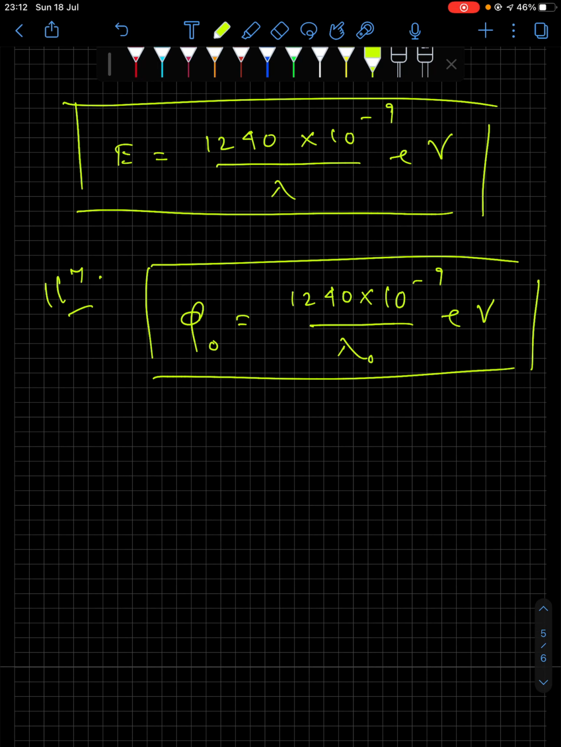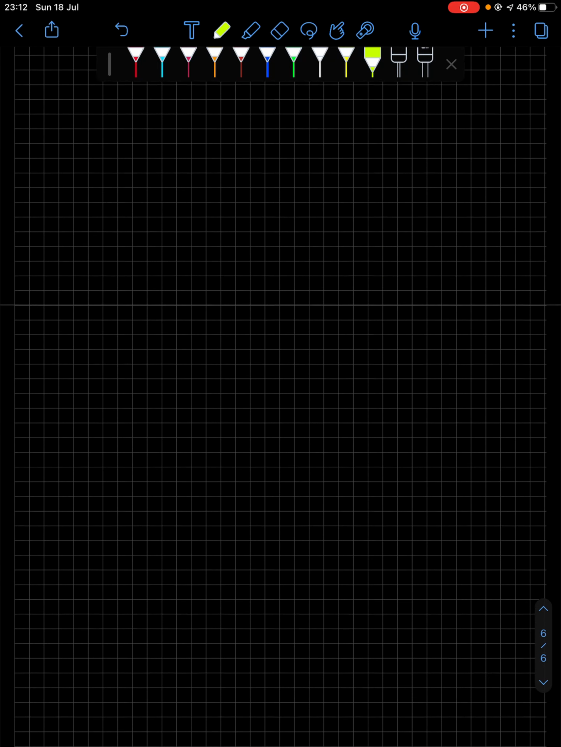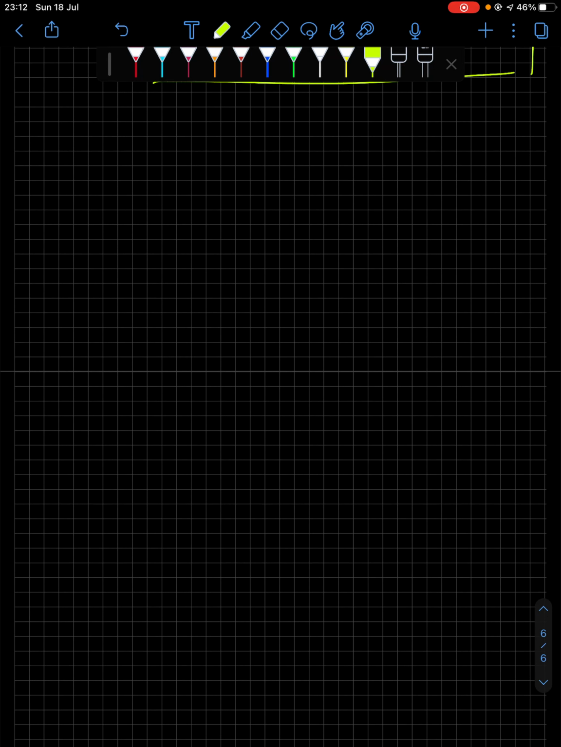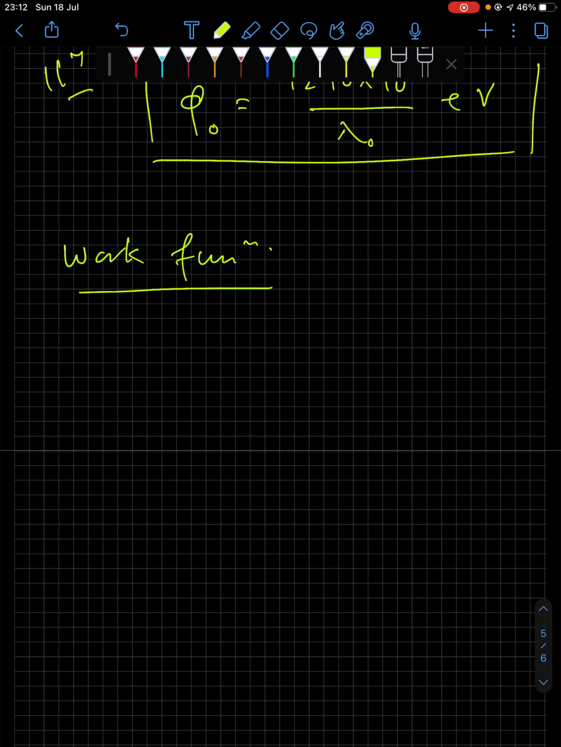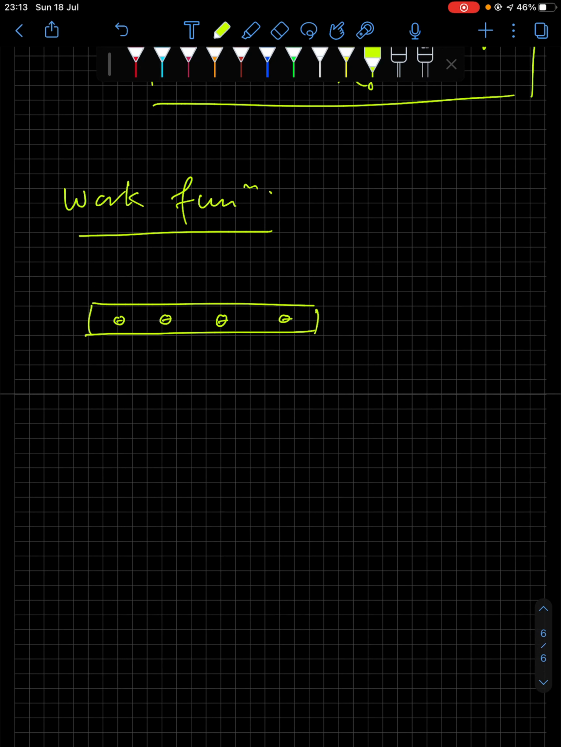Now we have the definition of work function. The work function is basically the threshold energy with which electrons are held in a metal plate. If you want to knock these electrons out from this metal plate, the incident light should have energy E greater than the work function.